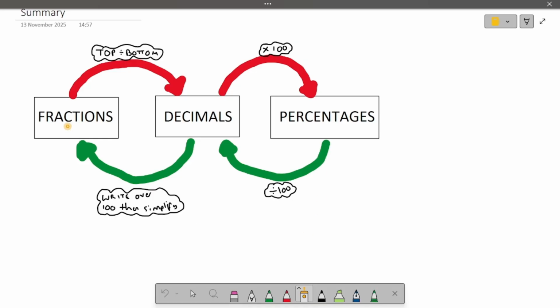So that means we have enough information to take a fraction and turn it into a percentage. All you do is turn it into a decimal to begin with, so top divided by bottom, and then times by 100 to get your percentage. Going in the opposite direction means doing the opposite thing. So percentages into decimals means we divide by 100 instead of timesing by 100. To go from a decimal to a fraction, well, this is slightly different because we're going to write over 100 and then simplify.